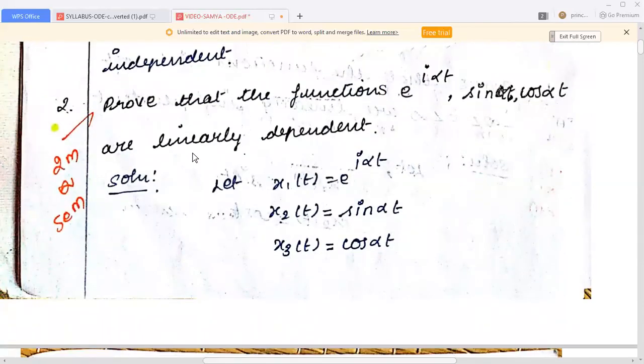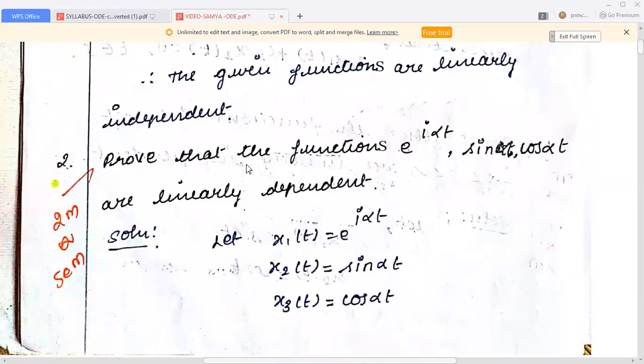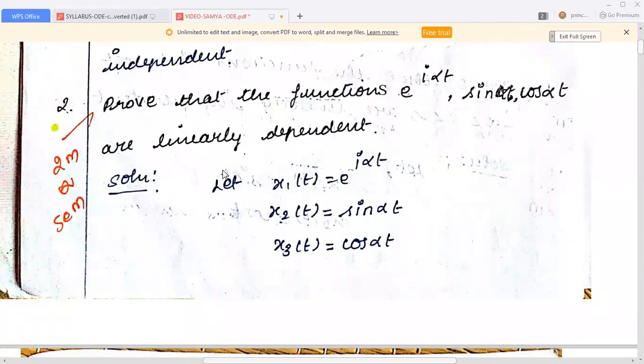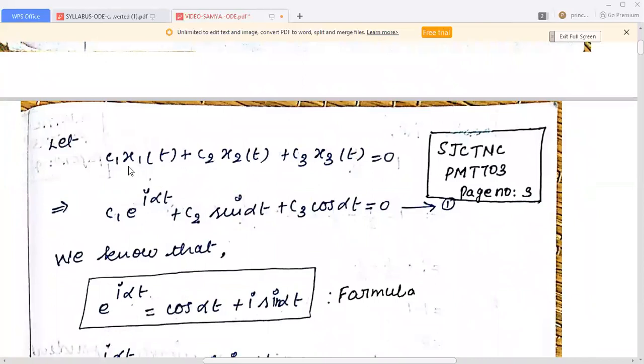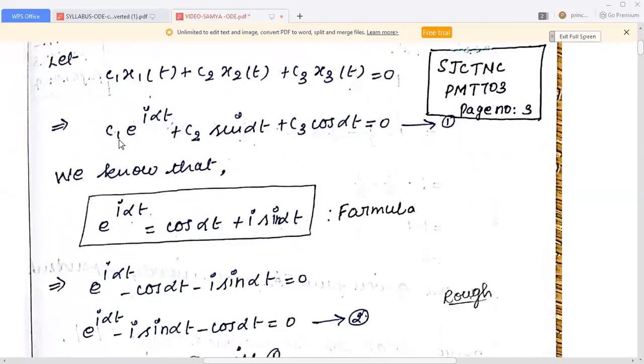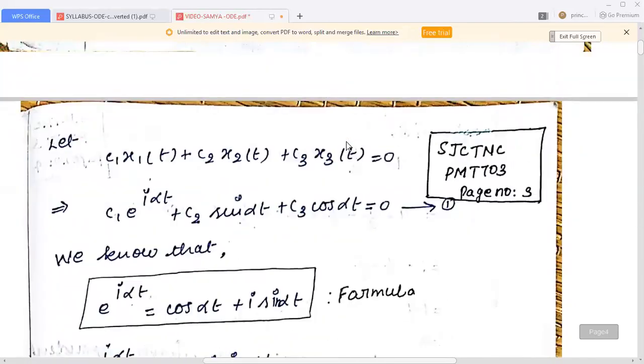Now we can do the second problem. Prove that the functions e power i alpha t, sin alpha t, cos alpha t are linearly dependent. Now we write the solution. We take the three functions as x1 of t, x2 of t, and x3 of t. Now we take the linear combination. That is c1 into x1 of t plus c2 into x2 of t plus c3 into x3 of t equal to 0. Now we can substitute the values of x1, x2, x3. This implies c1 into e power i alpha t plus c2 into sin alpha t plus c3 into cos alpha t equal to 0. We can take this as equation number 1.